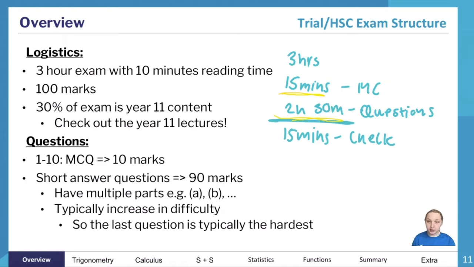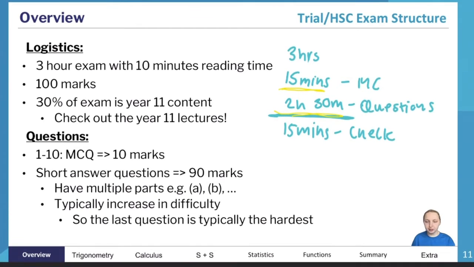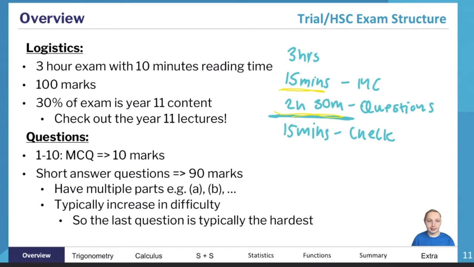The questions typically increase in difficulty. So you'll usually have, as you probably know, your last question will be the hardest question. And when you start with the first short answer at question 11, it's going to be usually like a simple integration, differentiation, straightforward application of that. So keep in mind that as you move on, the paper will get harder.